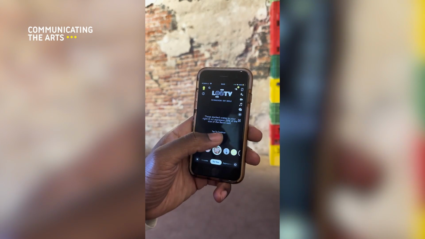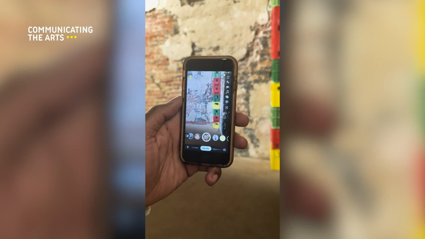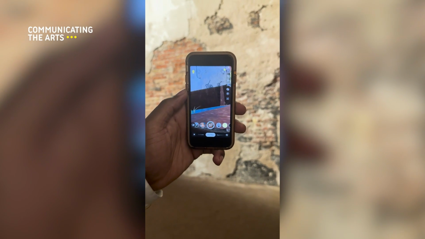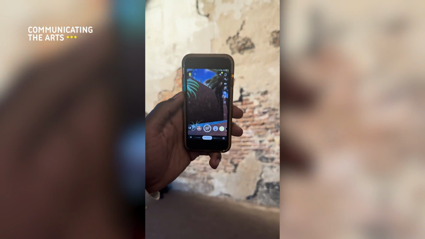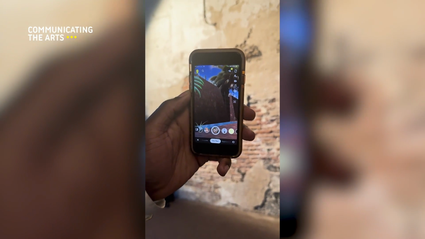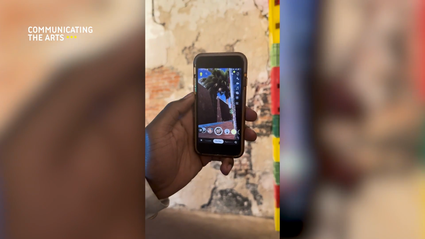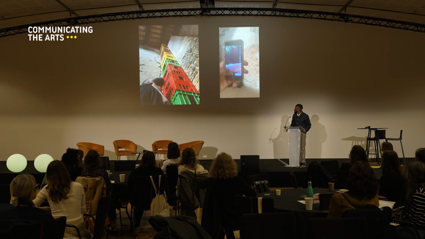The crates that you see on the right there are 25% of the actual size of the Benin Wall. And then the wall in front of you would then, in augmented reality, turn into the Benin Wall, so you could see that wall being reimagined.